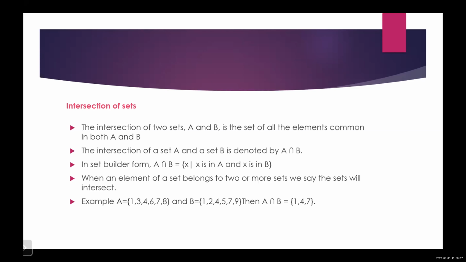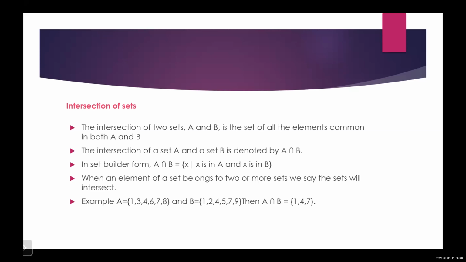It is denoted by the symbol A intersection B. It's a symbol like U upside down. In set builder form, we represent it as the set of x such that x is in A and x is in B. We use the word 'and' in intersection, and 'or' in union of sets. It is very important to use those two words.